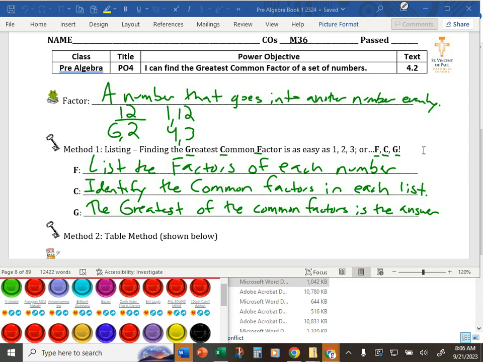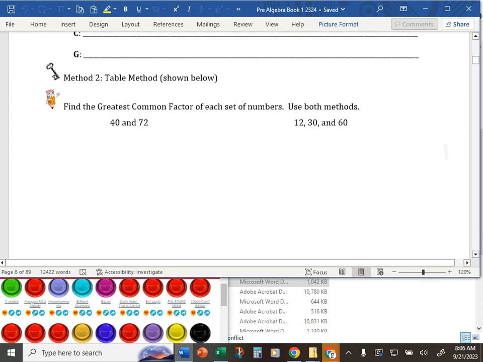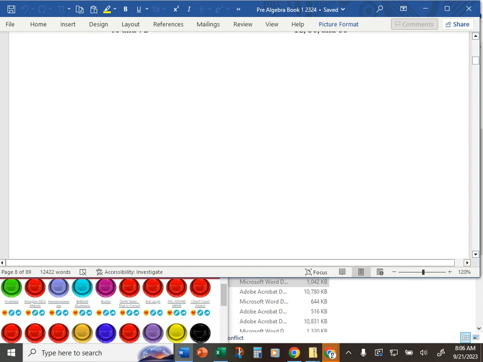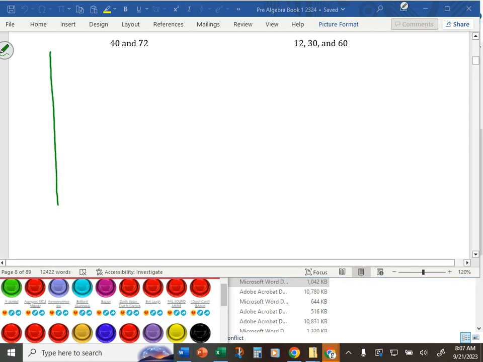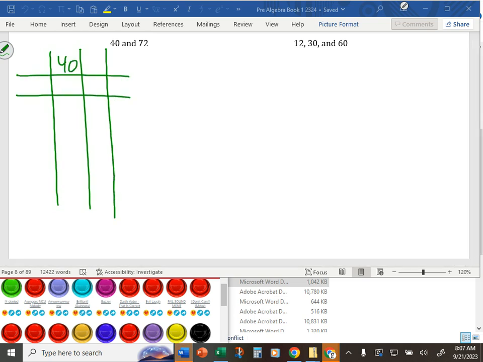Which is why we also have the table method. The table method works like this. If we're looking for the GCF of 40 and 72, leave some space because we'll also do the first method too. But just to show you this, we're going to start by making a table, and we've got two numbers. So our table is going to look like this, and we've got 40 and 72.